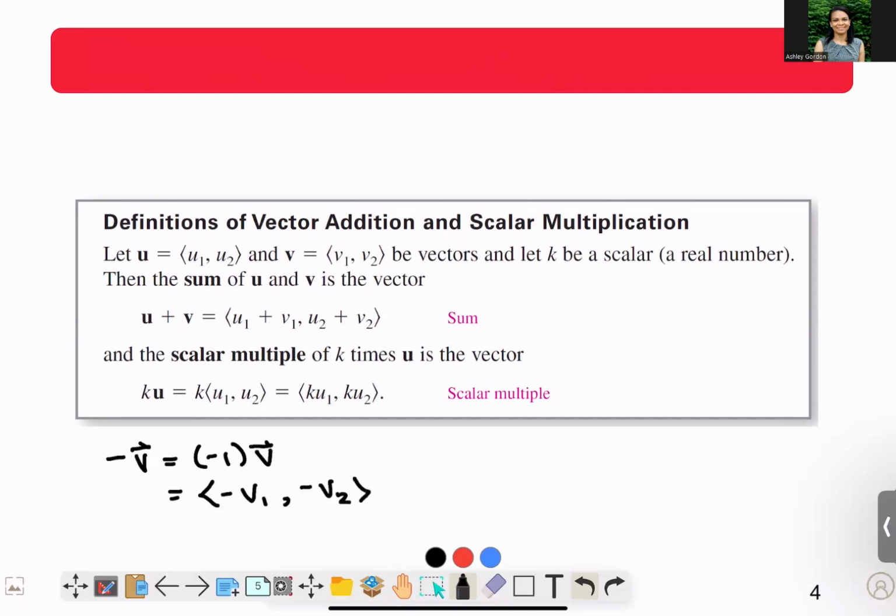So if we wanted to subtract, remember that subtraction is just addition of the opposite. So we really don't need a new rule for subtraction. Just think of it as adding the opposite of the second vector. So let's do a couple of examples with these operations.